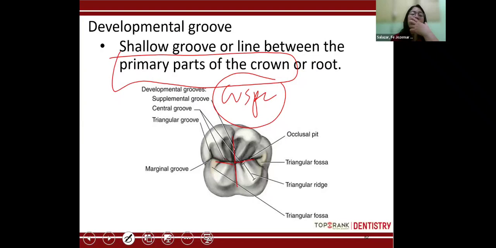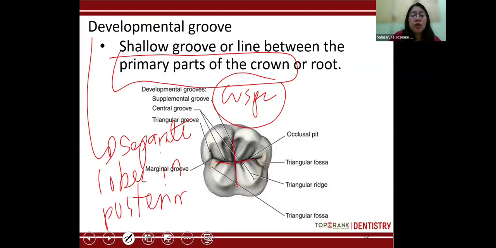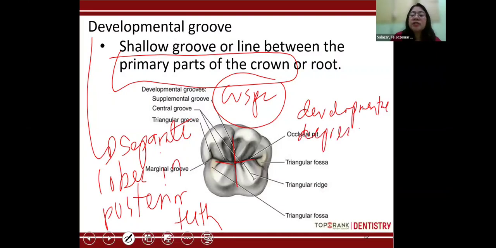Now I forgot to mention, developmental grooves during development will separate lobes in your molars, in posterior teeth. Now, how about developmental lobes in anterior teeth? What separates them? Developmental depressions. Developmental depressions will separate lobes in anterior teeth.